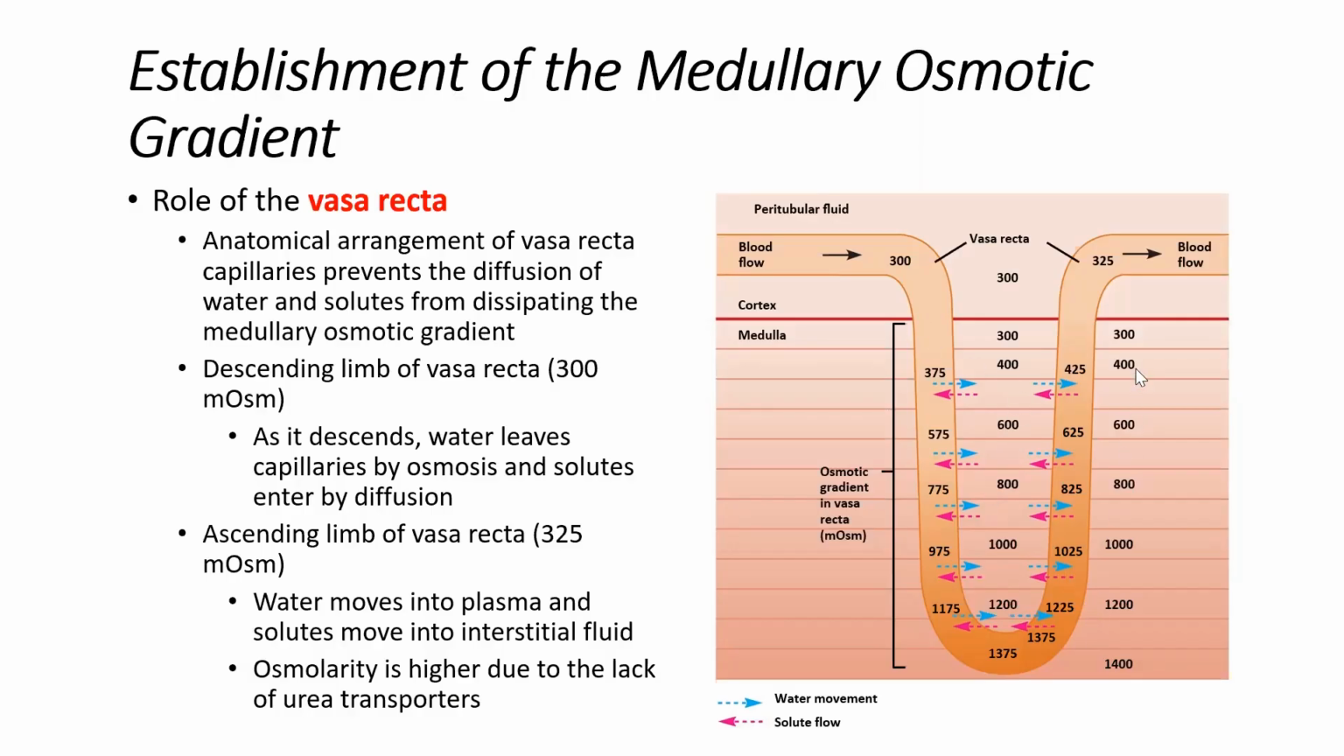Yeah, so we're going up the vasa recta here. This is where we tend to lose the osmolarity of our gradient. So the ascending limb of the vasa recta is going to be where we're seeing that connection with the descending limb of the loop of Henle. And because we don't have those urea transporters here, we see that there's a higher osmolarity here because urea is being moved into this limb of the loop of Henle and not into this limb of the loop of Henle, okay? So we've got urea transportation happening on this end, but not on this end. And so the osmolarity ends up being higher here as we move water into our fluid, and then solutes are moving out in the opposite direction.